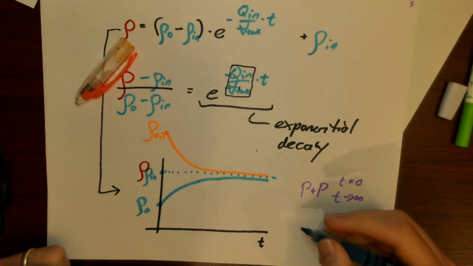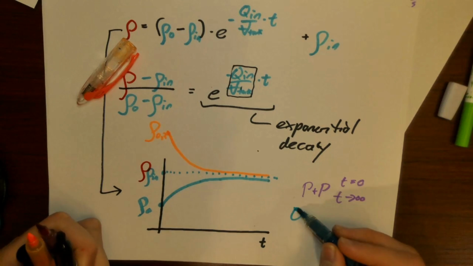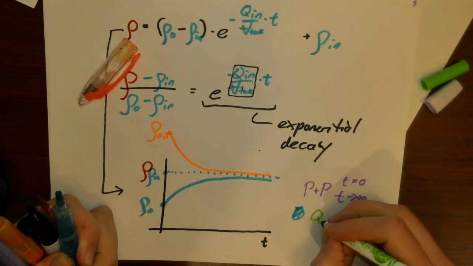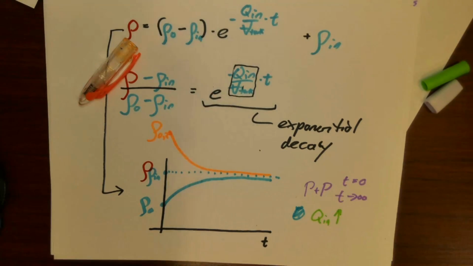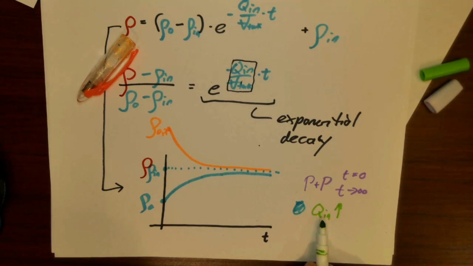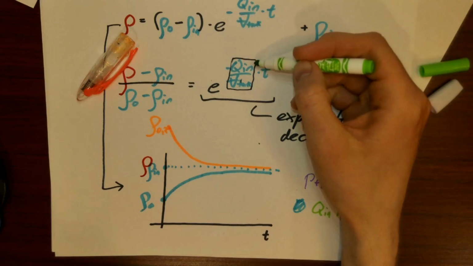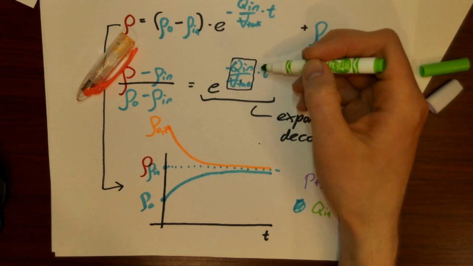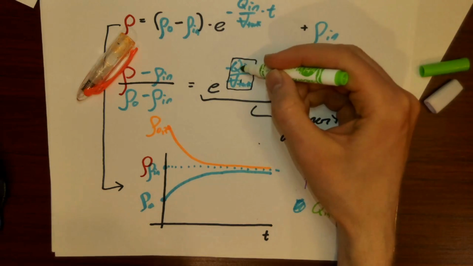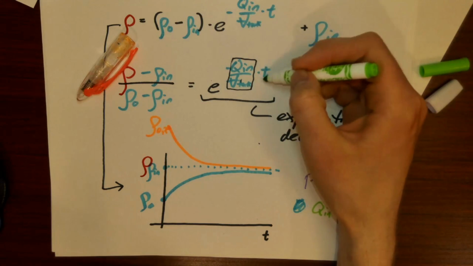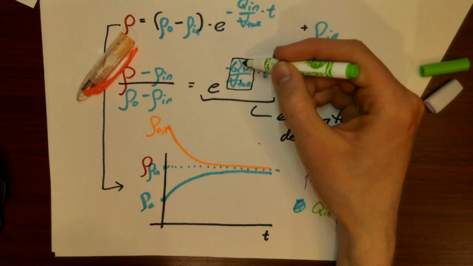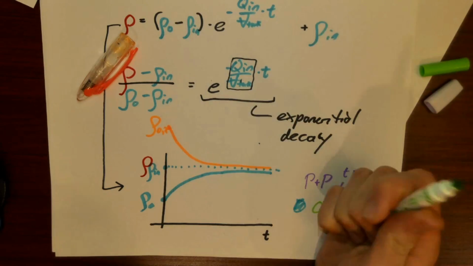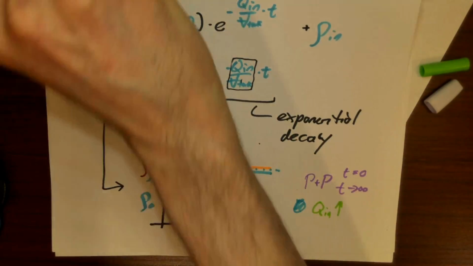Let's imagine I take Q in. Let's do this in a different color so we can see what happens. What happens if I took Q in and increased it? Well, if I increased it, then that's essentially multiplying the contents of this exponential by some larger number, right? So in a sense, if Q in is bigger, that's making everything appear to happen faster. I'm multiplying time by a larger number, so that's kind of making time happen faster. And physically that makes sense, right?